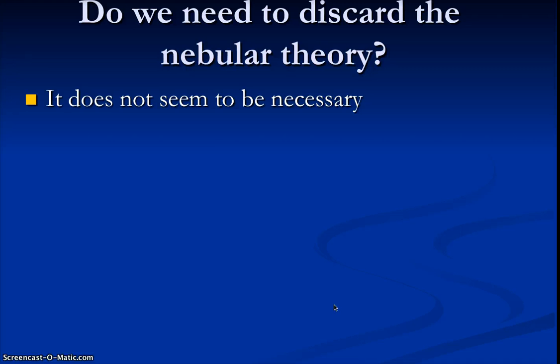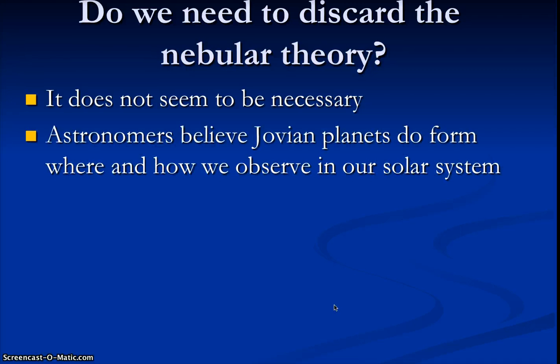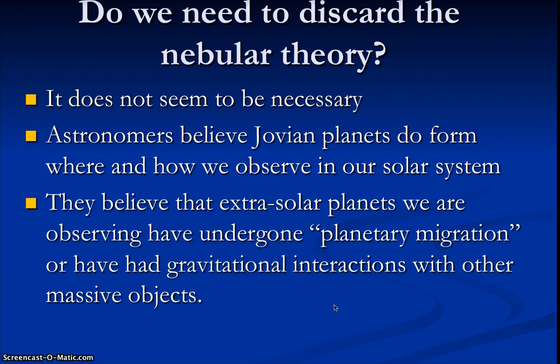Do we need to discard it? Doesn't seem like that's necessary. What astronomers think has happened is the Jovian planets formed further out, as we have observed in our solar system, but they think that maybe they've undergone some sort of planetary migration or have had gravitational interactions with other objects that have pulled them in closer to their stars.